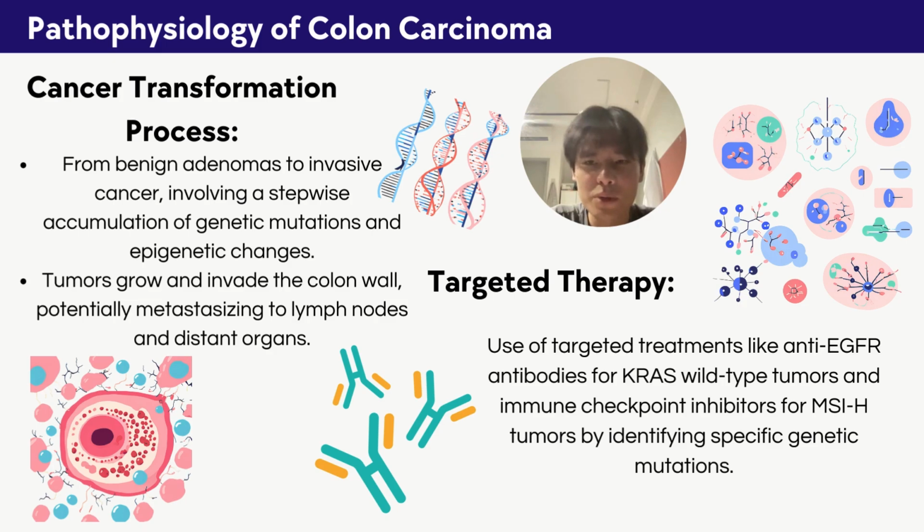polyposis. The progression from a benign polyp to invasive cancer involves a complex accumulation of genetic mutations and epigenetic changes. These changes allow tumors to grow unchecked, invading the colon wall and potentially spreading or metastasizing to lymph nodes and distant organs. Finally, targeted therapies have proven to be very effective in treating colon cancer. By identifying specific genetic mutations, therapies such as anti-EGFR antibodies for KRAS wild-type tumors and immune checkpoint inhibitors for MSI-H tumors can be personalized for effectiveness.